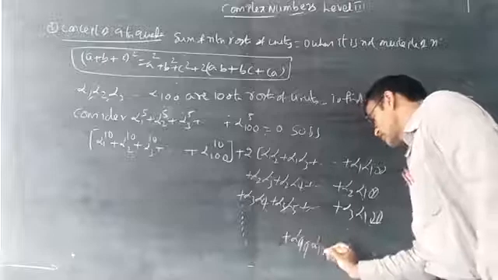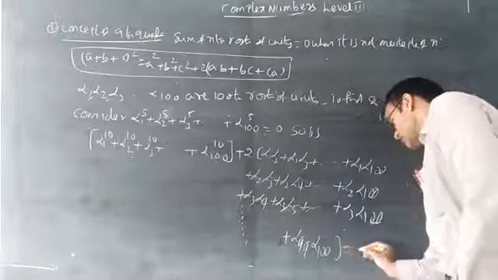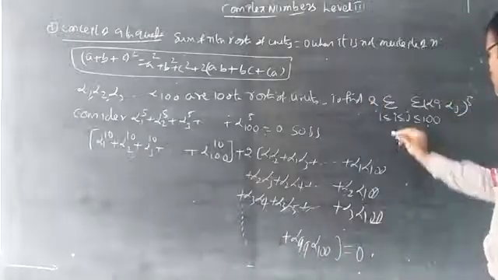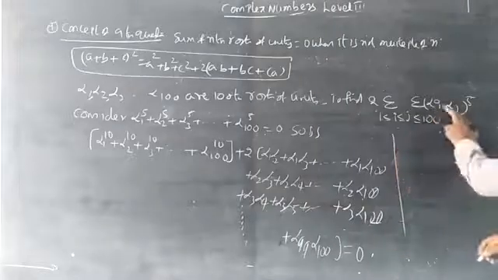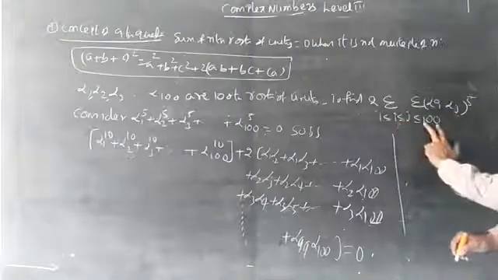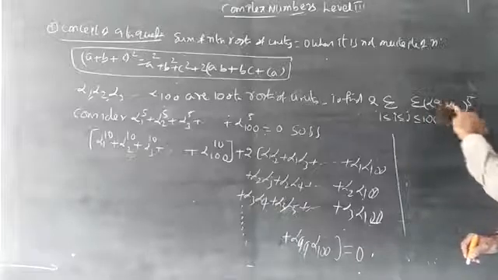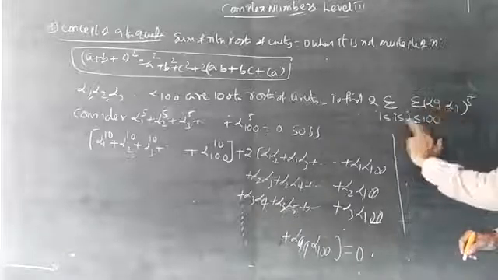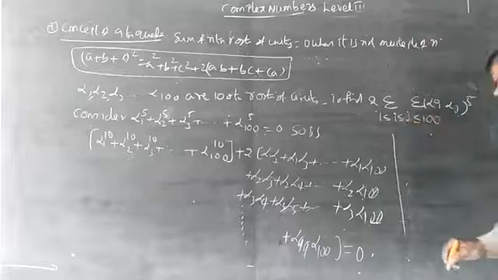Alpha 99 alpha 100. This total answer is 0. Now you can say the meaning of here alpha i alpha j, 1 less than or equal to i less than j, like 1 2, 1 3, 1 4, like this. And what is i, what is j? i is always less than the value j.